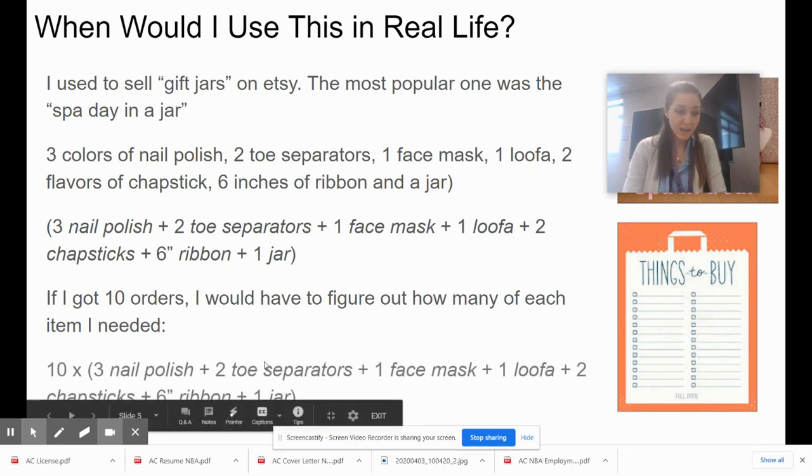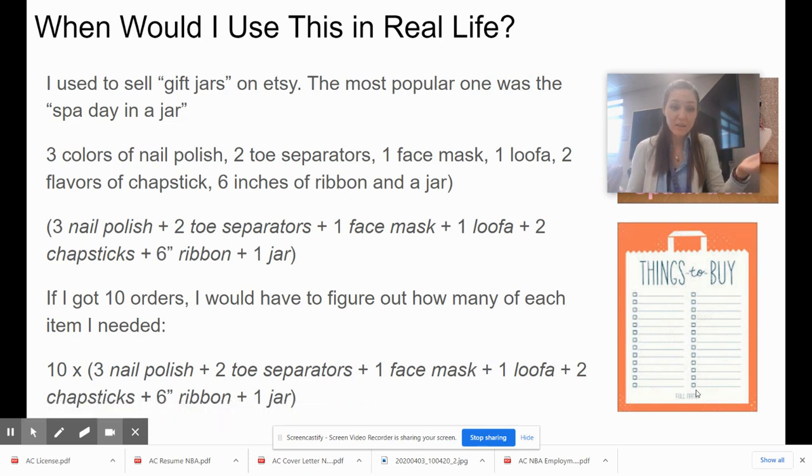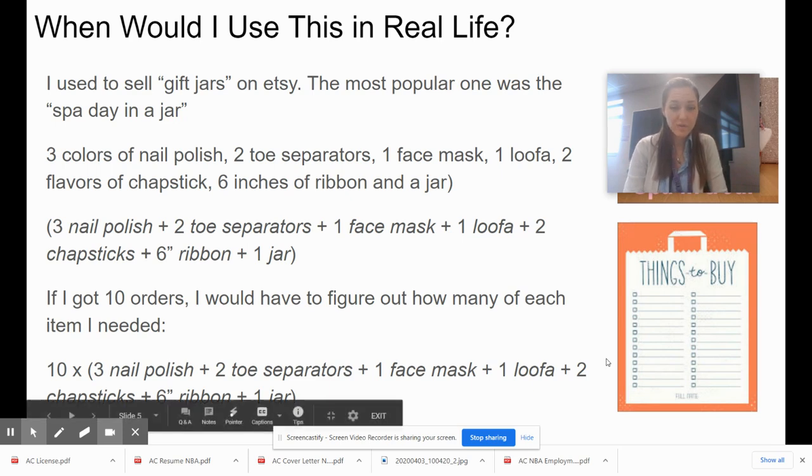So I would do this. I would take 10 times 3 nail polishes, 10 times 2 toe separators, 10 times 1 face mask, and so forth until I had a complete list of all the materials I would need in order to make 10 spa day in a jar little gift packages. Okay, so hopefully that's enough to help you visualize how the distributive property works and make it a little less scary.